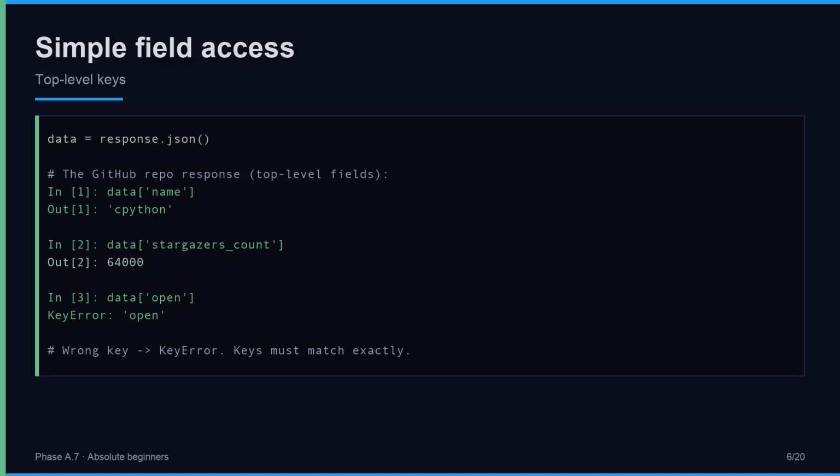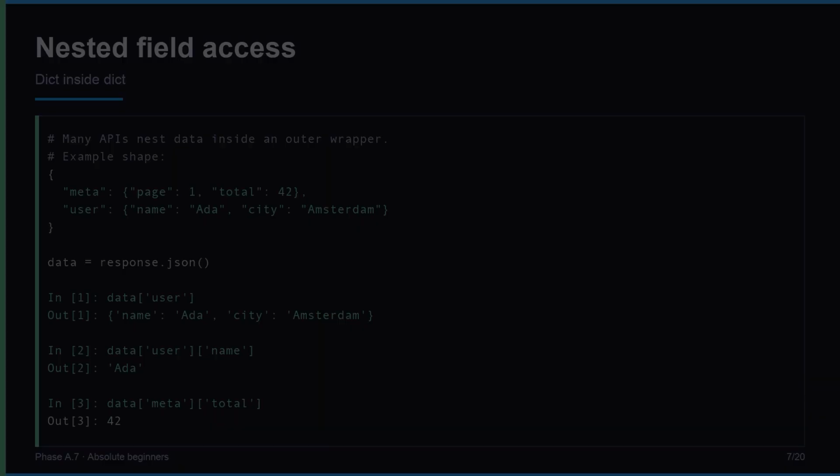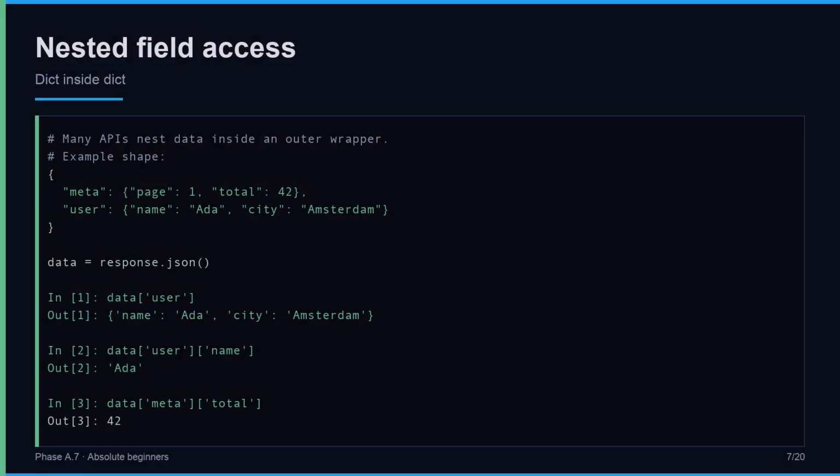When you get a KeyError, it means the key is not in the dictionary. Print the keys with data.keys to see what is actually available, and try again with the correct name. Top-level keys. Many APIs wrap their data inside an outer dictionary.